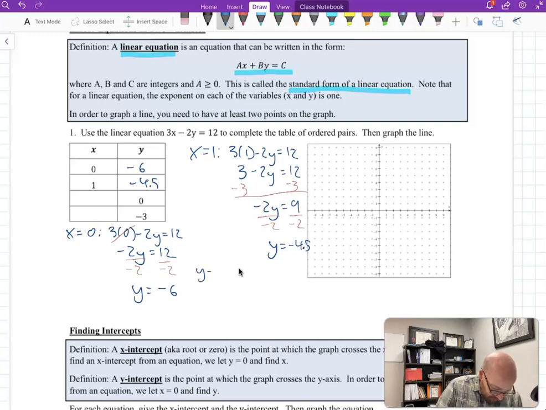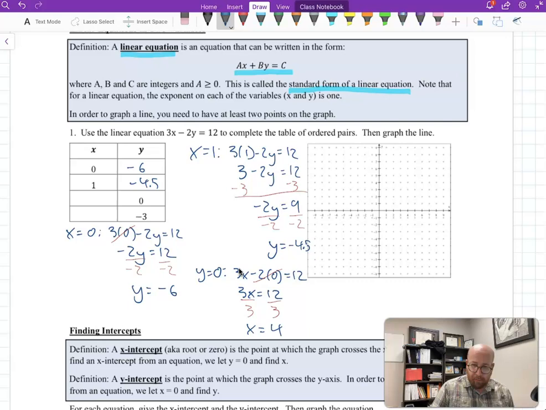Now for y equal to 0, we have 3x minus 2 times 0 is equal to 12. Again, 2 times 0 is 0. Adding 0 doesn't do anything. So that's 3x is equal to 12. Divide both sides by 3. And we get that x is equal to 4.